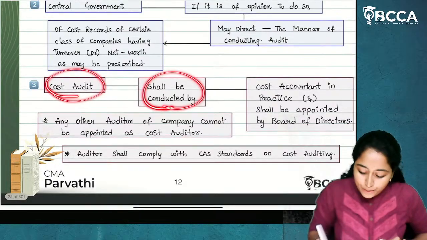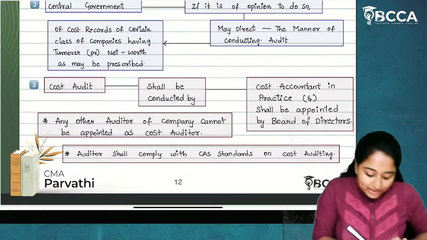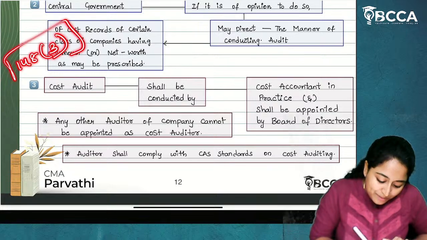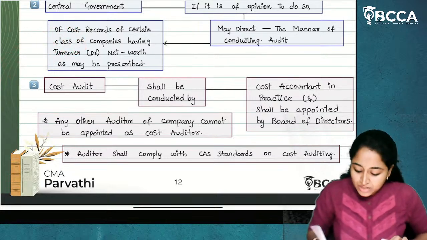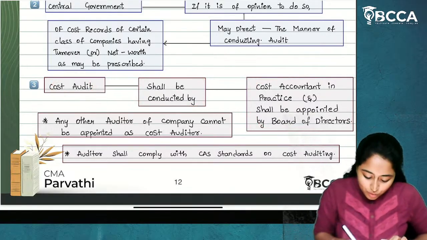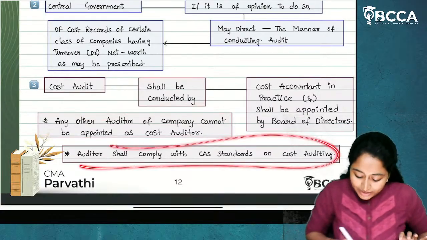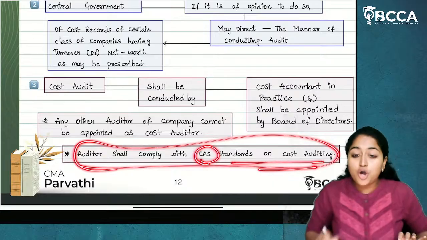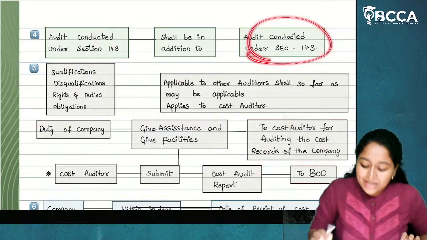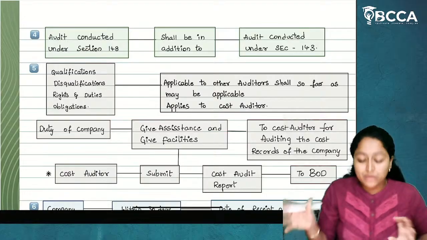The cost auditor shall be a cost accountant in practice and shall be appointed by the board of directors. This is very important, given under 148 subsection 3. This is also being tested as an MCQ question. So, cost audit shall be conducted by a cost accountant in practice and shall be appointed by the board of directors. Any other auditor of the company cannot be appointed as a cost auditor. The auditor shall comply with cost accounting standards on cost auditing. Then, the audit conducted under 148 should be along with 143, which talks about the auditor's qualifications and how they are being appointed.